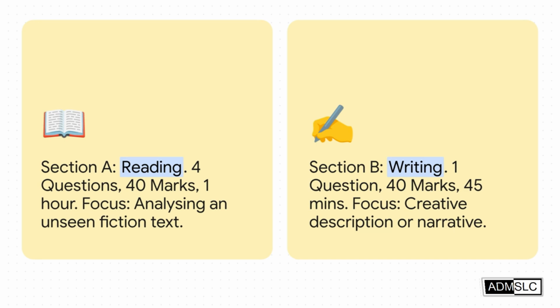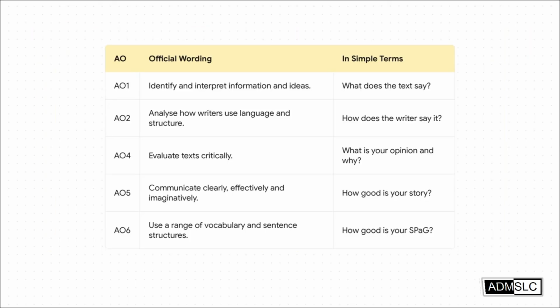But notice the timings. You get a whole hour for the reading, but only 45 minutes for the writing. That tells you that one single writing question is a big deal. Now this slide, this is the real secret code. These are the assessment objectives, or AOs. Every single mark you get comes from one of these.